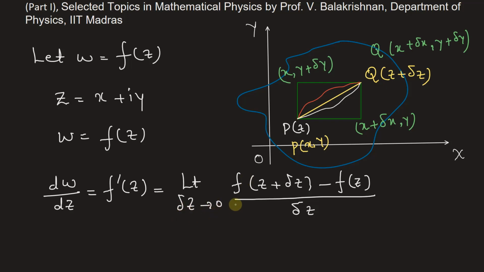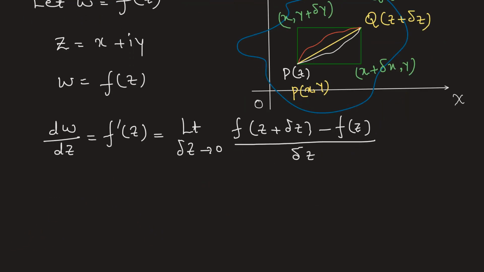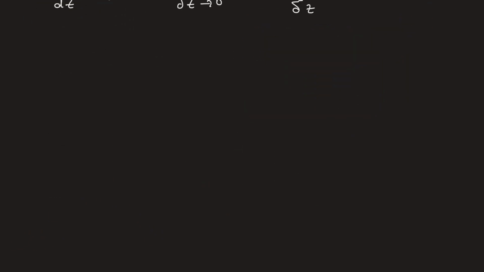Delta z may tend to 0 in a manner that dw by dz may not exist. It therefore becomes a fundamental problem to determine the necessary and sufficient condition for dw by dz to exist. The fact is settled by the following theorem. Now let's see the theorem that settles this matter. So let's write the theorem down below here.